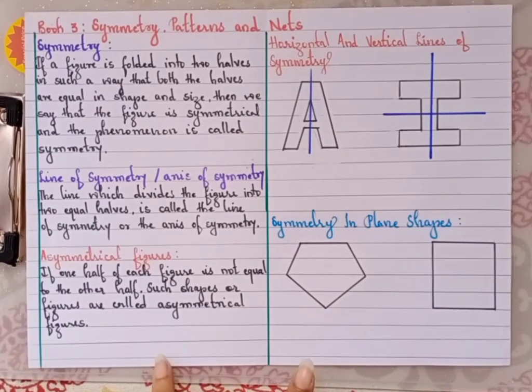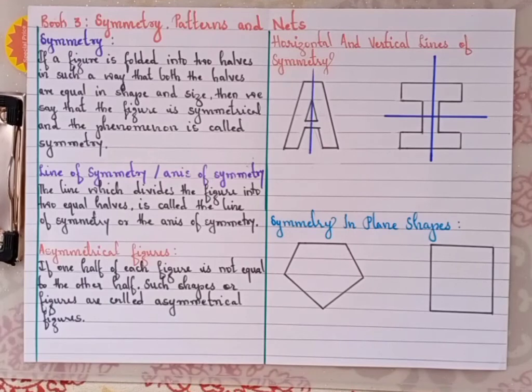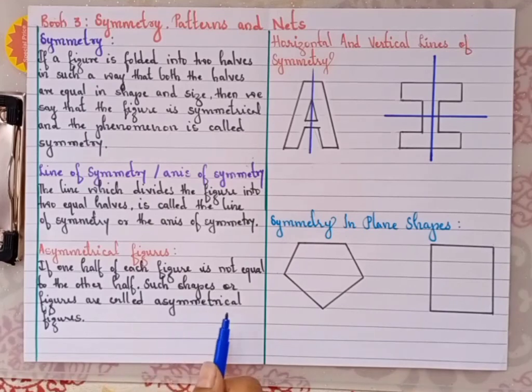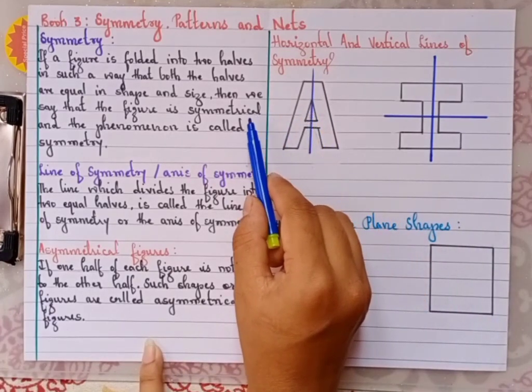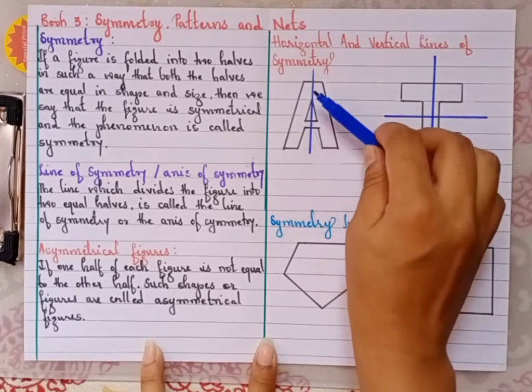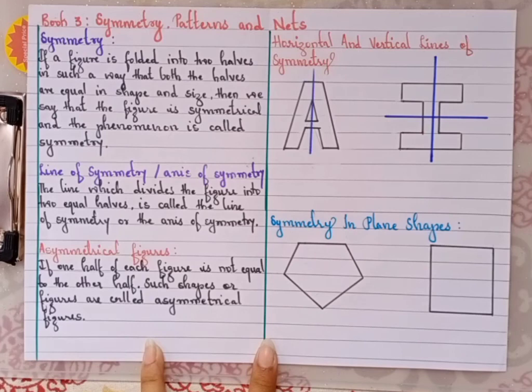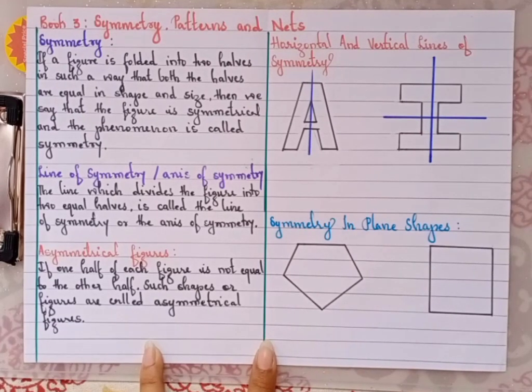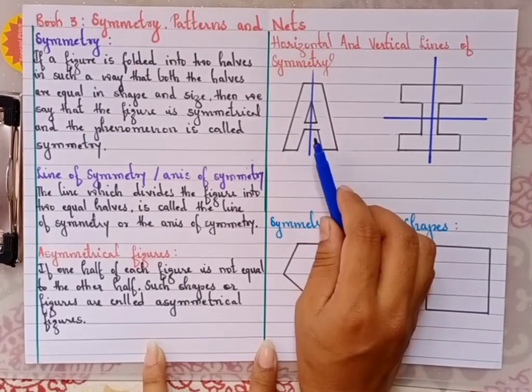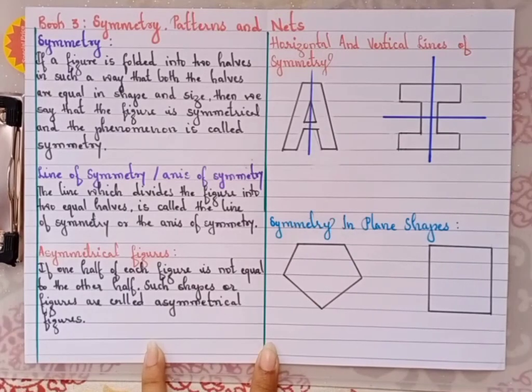Now, let's see what are asymmetrical figures. The figures which do not look the same are called asymmetrical figures. If one half of a figure is not equal to the other half, such shapes or figures are called asymmetrical figures. Now, if I cut this figure by a horizontal line, this figure will not look the same. Each half of that figure will not look the same. So that is an asymmetrical figure. And this is a symmetrical figure where the lines of symmetry are possible. The lines of symmetry may be horizontal or vertical. If none of these lines are possible for a figure, then such figures are called asymmetrical figures. So now let's see.